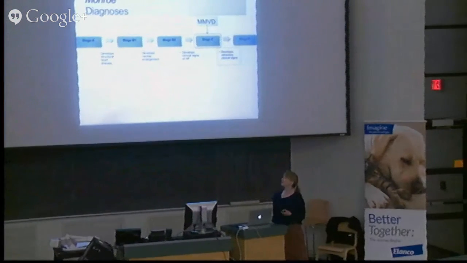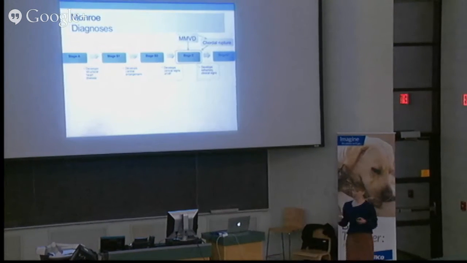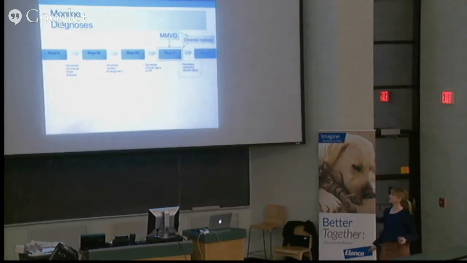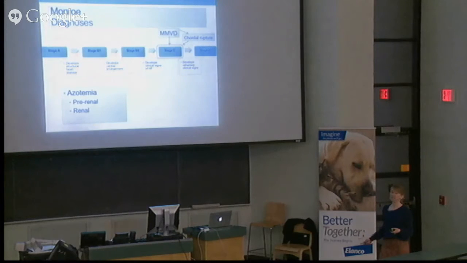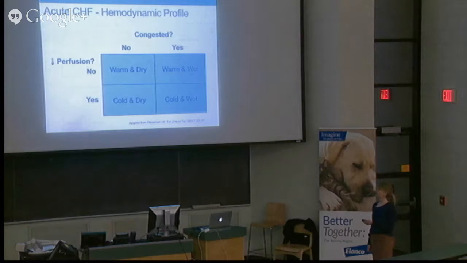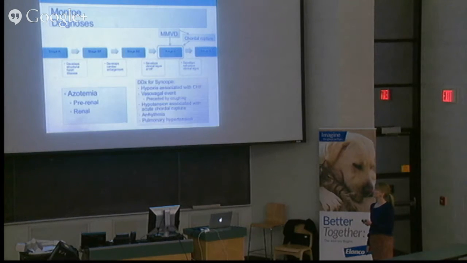And he's collapsing too. And we think, by the way, that his chordal rupture has probably played a role here in him reaching stage C. He's azotemic. Is it pre-renal or is it renal? We need to think about his syncope as well.